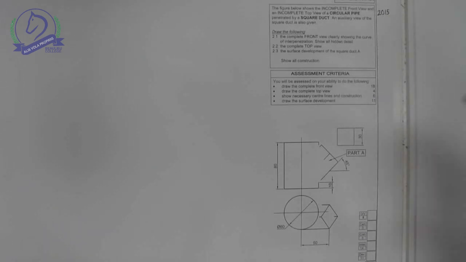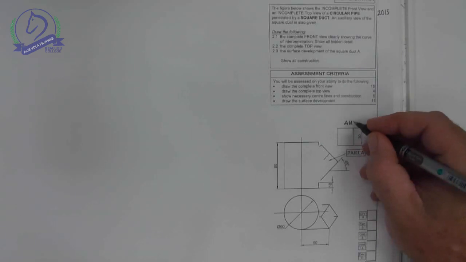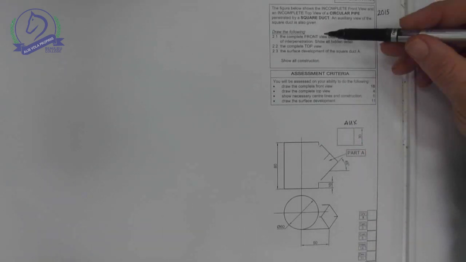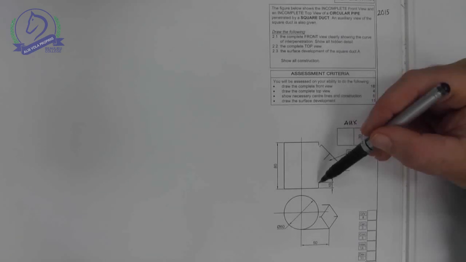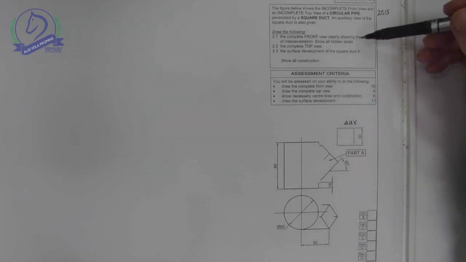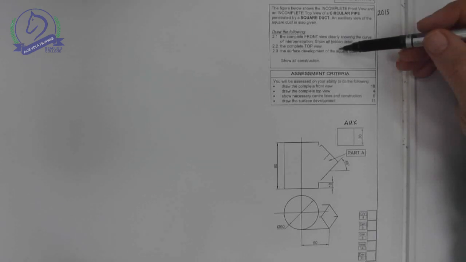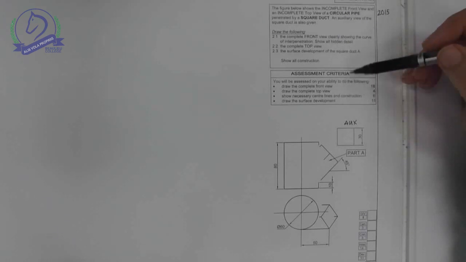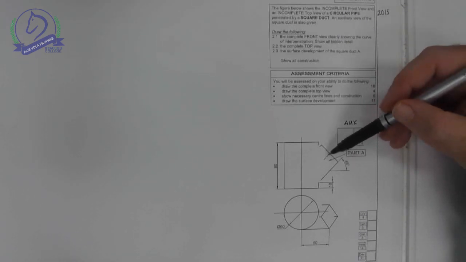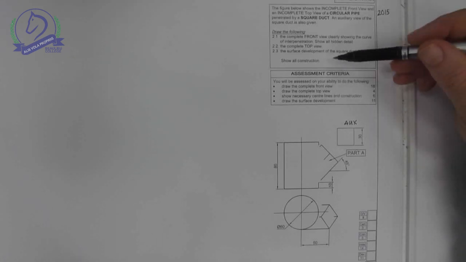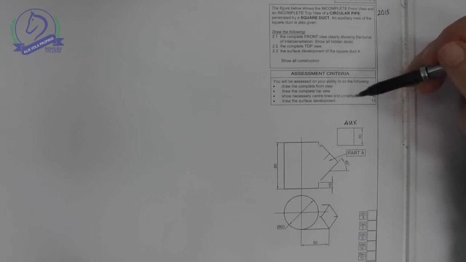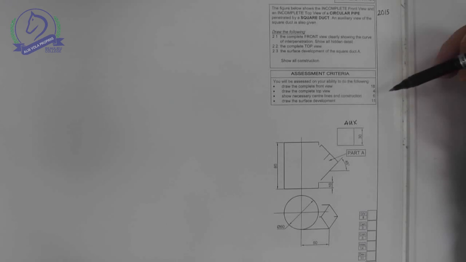They've got the auxiliary view of the square duct. We need to complete the front view showing the curve of interpenetration, show all the hidden detail, and the complete top view. Then the development of the square duct, so they want you to fold this open. Show construction. So there we have what we need to do.